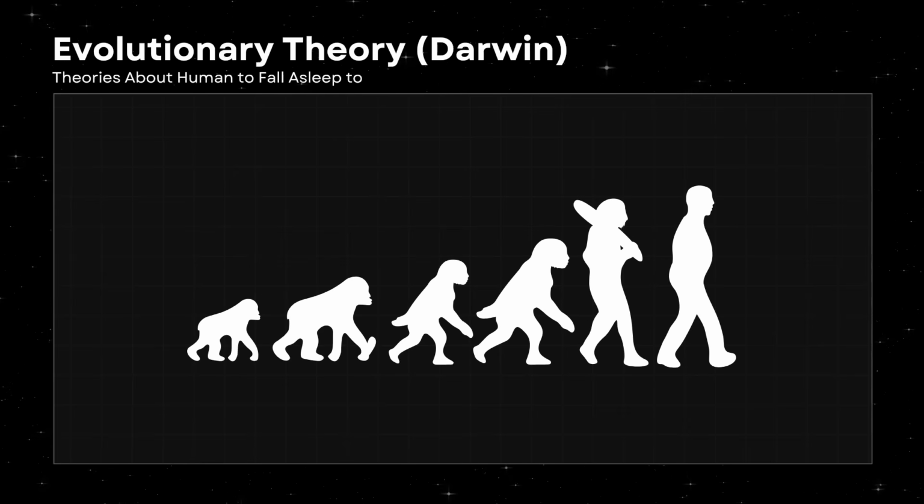These changes did not make some people better than others. They simply reflect how each group adapted to their environment. Evolution is not about progress or perfection. It is about change and survival.